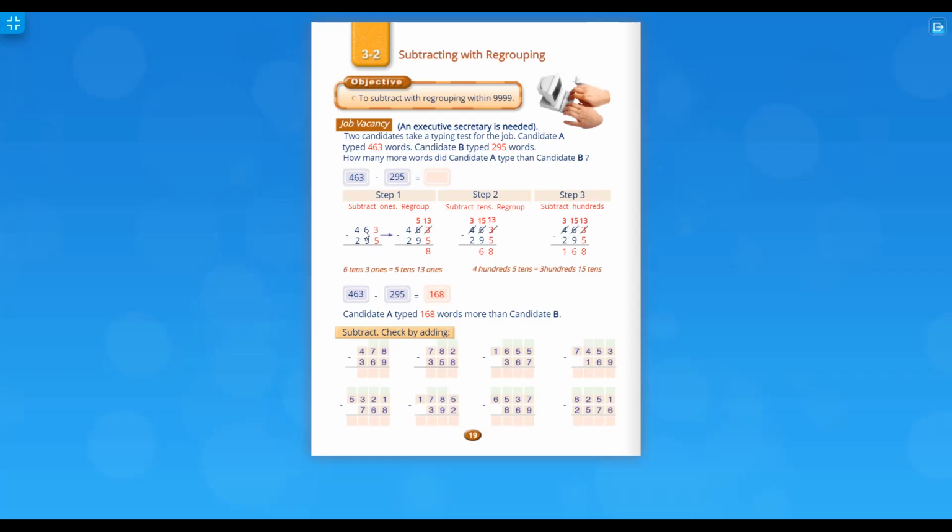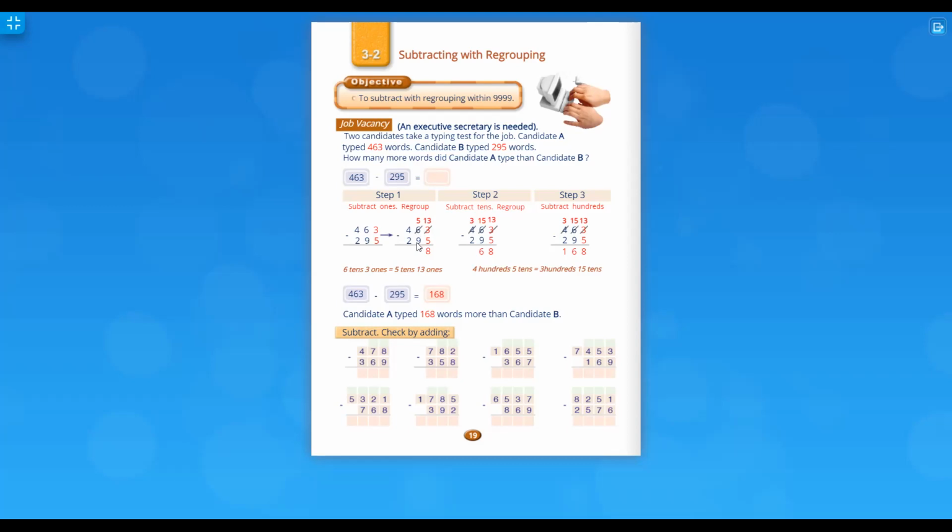So if we took 1 from 6 here, that means we took 10. So we will regroup the 10 that we took from the 6 and add it with the ones digit, with number 3. So it will become 13. 13 minus 5 is 8. When we took 1 from the 6, it will become 5. So 5 minus 9, is it right?